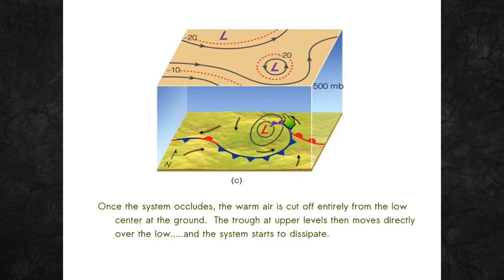And once the system occludes, as represented here, where the cold front has caught the warm front, at that point, the low center is completely surrounded by cold air. It's cut off from the temperature contrast. The temperature contrast was what was driving all of this. And so at this point, it's going to start to decay. And eventually, the low center will actually detach completely from the frontal zone. And at that point, it's pretty much just died off.